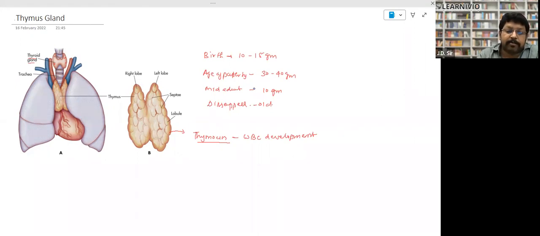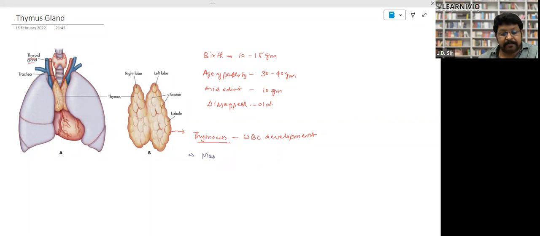Actually, at the time of birth, its size is 10 to 15 grams. At the age of puberty, it becomes 30 to 40 grams. At mid adult age, it is 10 grams, and it disappears at old age. Scientists think that this is the gland responsible for aging. Basically, it releases thymosin, which is responsible for WBC development. Its main function is the maintenance of the immune system.